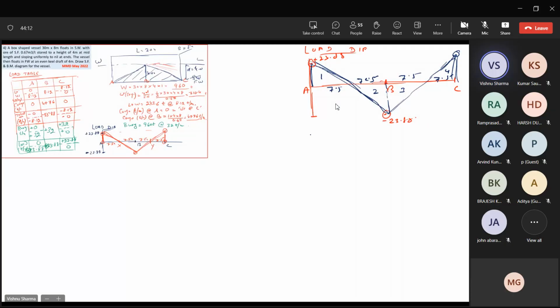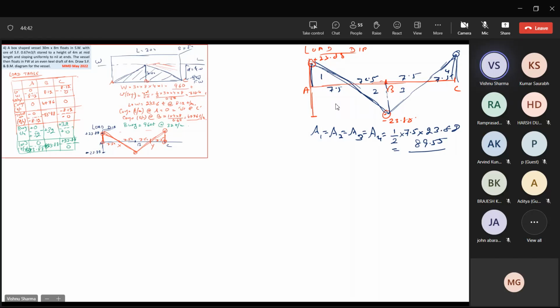Now all these 4 triangles are exactly identical. That means area 1 will be equal to area 2, will be equal to area 3, will be equal to area 4. And how much would each area be equal to? Half, base will be 7.5, height will be 23.88. Can you please calculate how much each area would be? 89.55, or 89.6, whatever you want to take, that's okay.